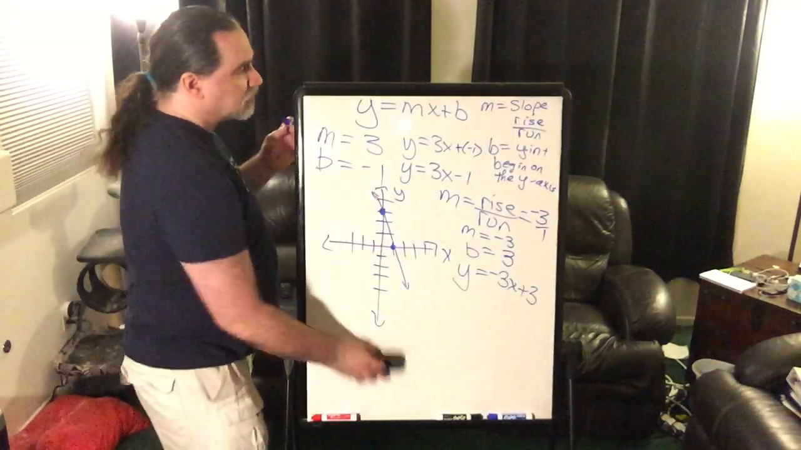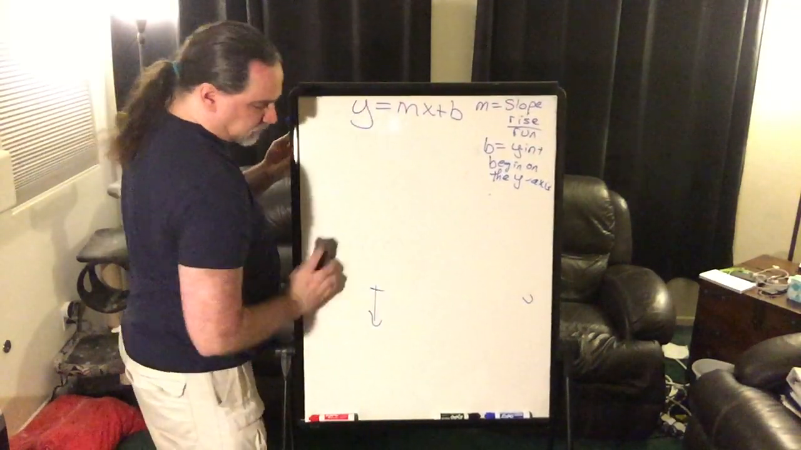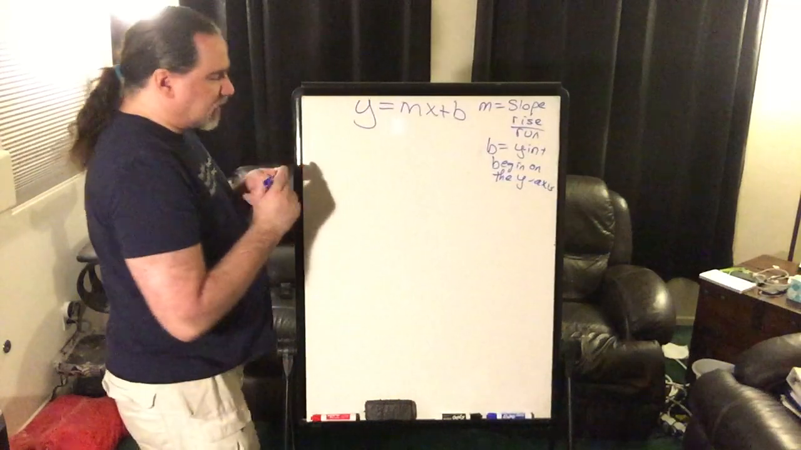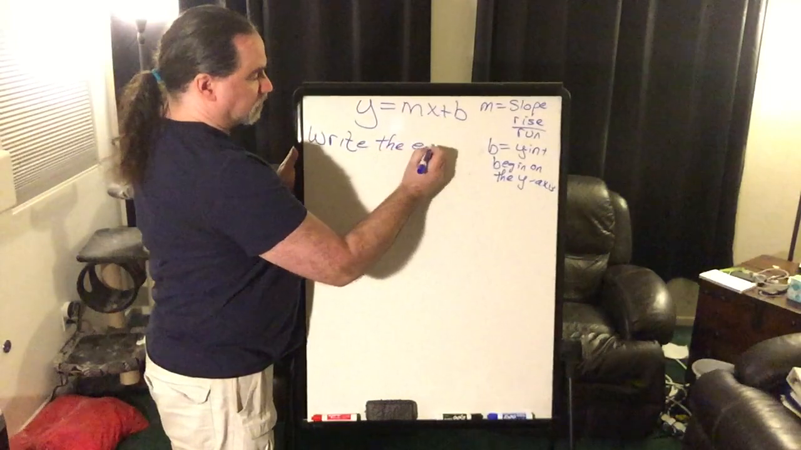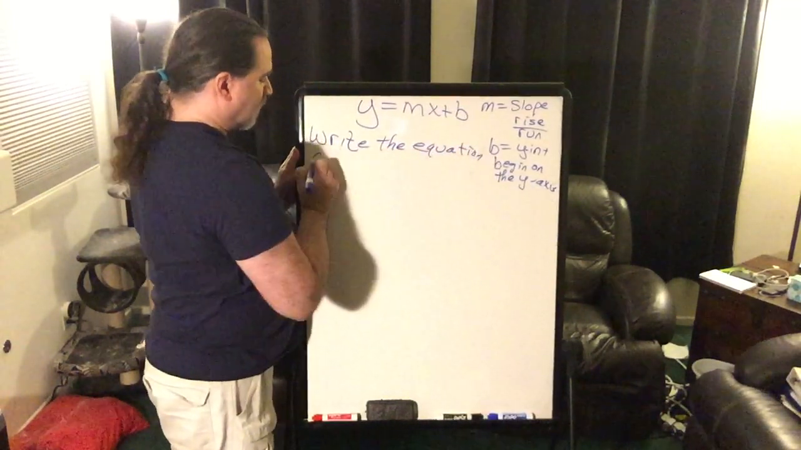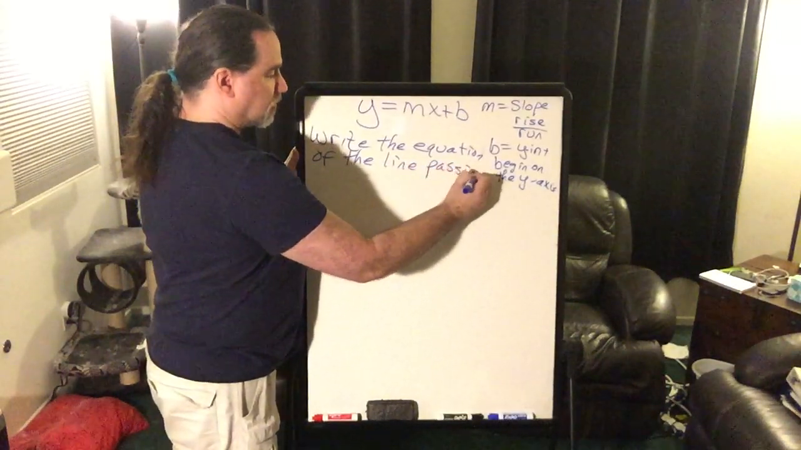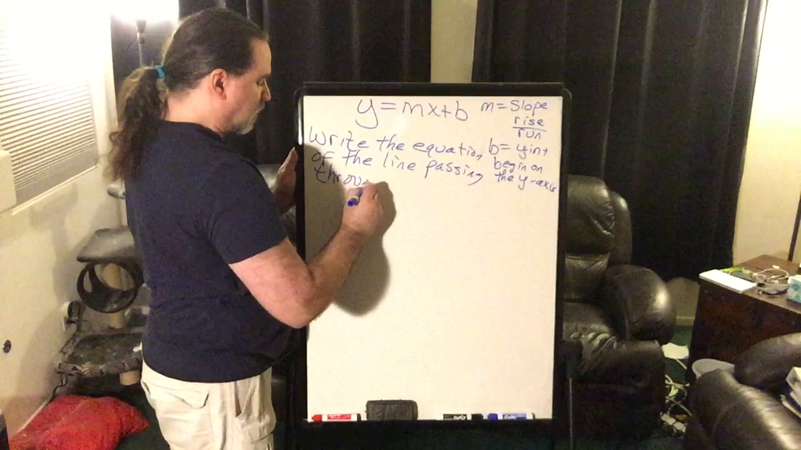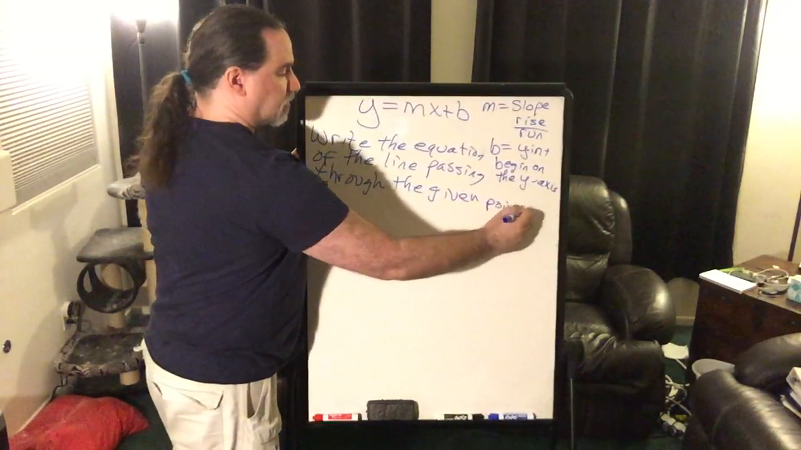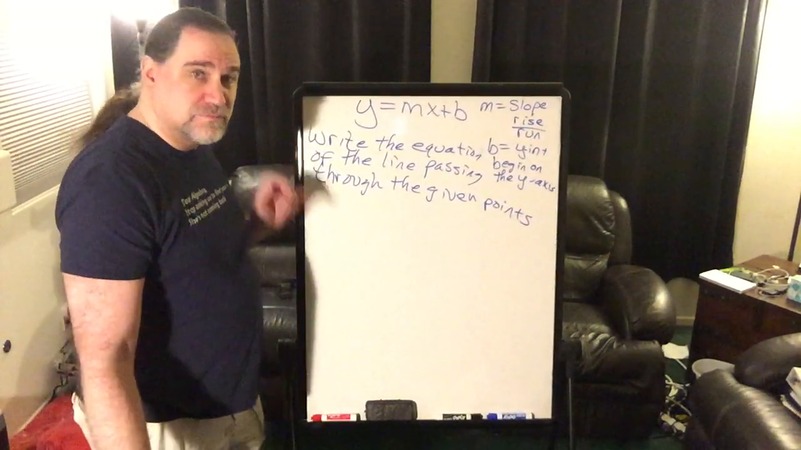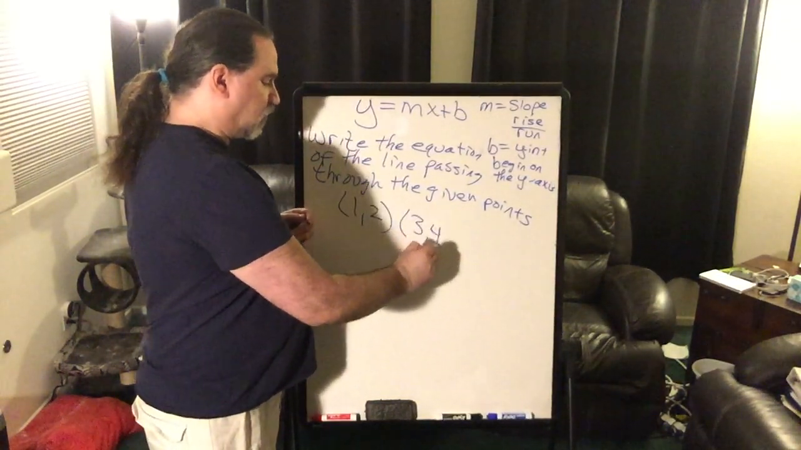So let's do that. I'm going to keep all that up there just so we have it as a constant reminder. And it'll say, write the equation of the line passing through the given points. And I'm going to make this easy on myself. I don't have to, but I'm going to. How about (1, 2) and (3, 4).